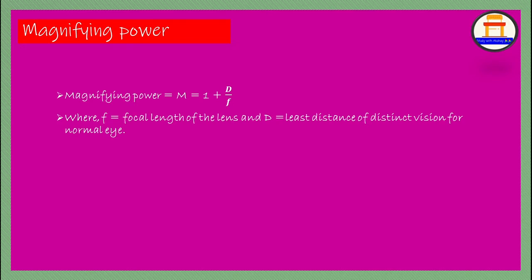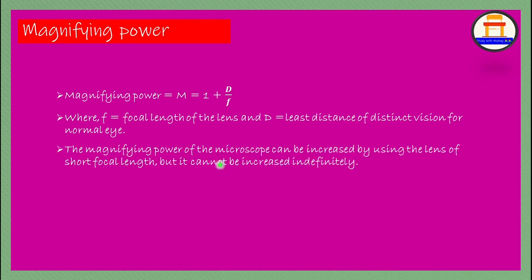The magnifying power of a microscope can be increased by using a lens of a short focal length, but it cannot be increased indefinitely. What does this mean? By using a lens with a short focal length, the power of magnification can be increased. The accuracy, the precision can be increased.